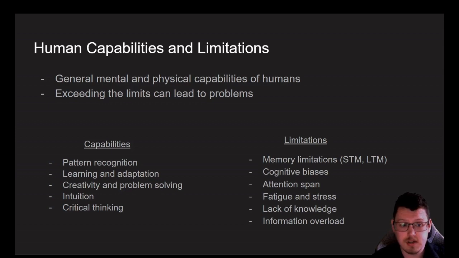So fatigue and stress. Humans, as opposed to machines, can obviously get tired and stressed. We're not consistent in our behavior. We have moods. Behavior can be impacted by mood and physical health.